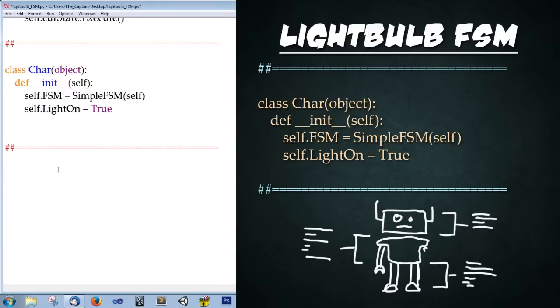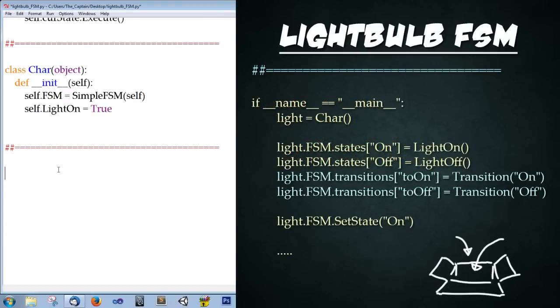Alright, we're almost there, guys. Now at the very end, we're going to go ahead and basically create and run this program. So first we're going to type if __name__ is equal to __main__ colon, enter, light is equal to Char. And this is to create an instance of the character.